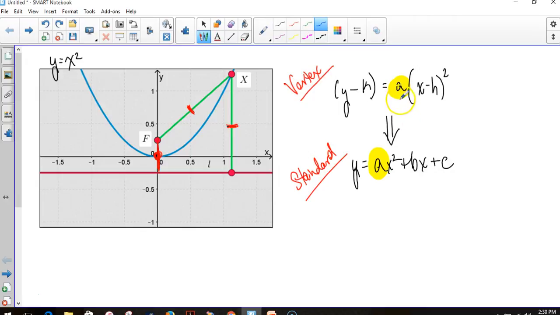Essentially, what they're always going to do is take that A value, and they're going to make it equal to either 4c, or in this form that I have written here, it would be equal to 1 over 4c. Unfortunately, the Sullivan textbook uses an A value, but that's not the same A value as the standard form or the vertex formula. So I tend to write a C just so that we don't get confused.